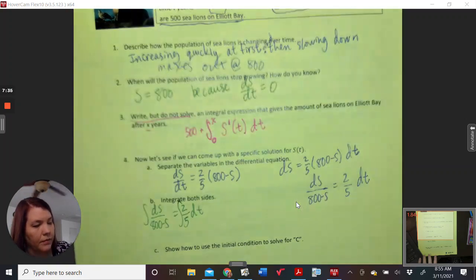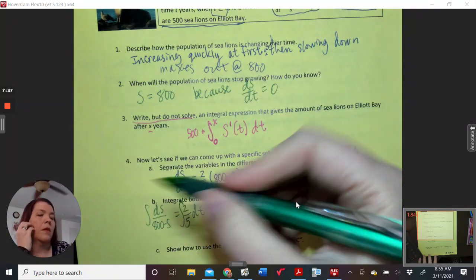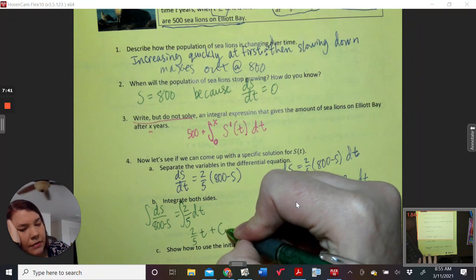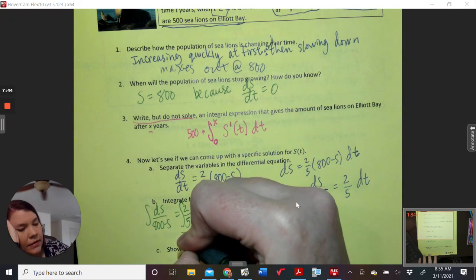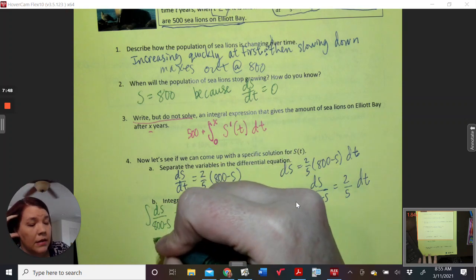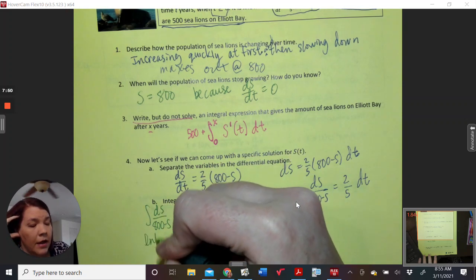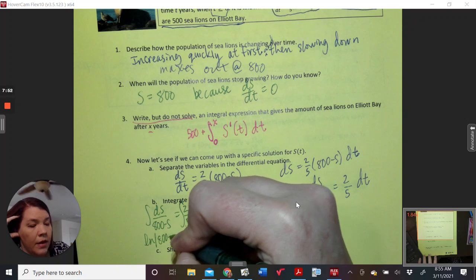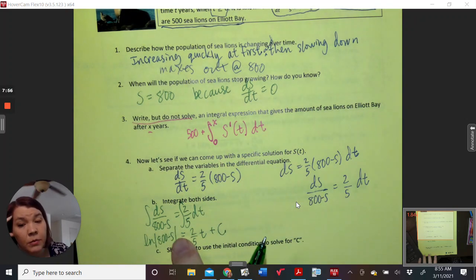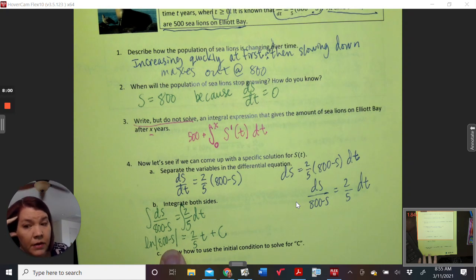This side is 2/5 t plus c. This side, since this is in the denominator, there's nothing squared here. This is ln, absolute value, 800 minus s, because when the population exceeds 800, this will be negative. We can't take the natural log of a negative number. Therefore, the absolute value is there. Okay. So we have integrated both sides. Done.